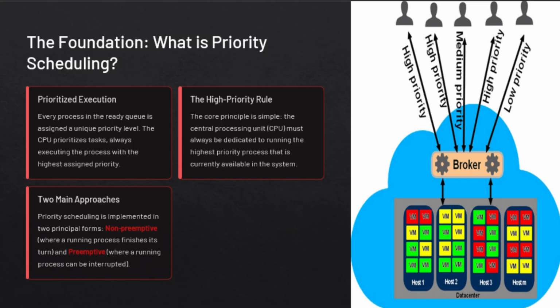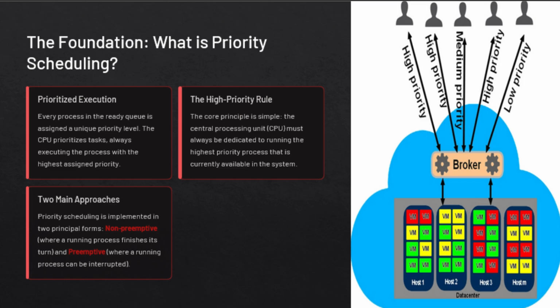Now let's begin with the basics. In priority scheduling, every process in the ready queue is given a priority number. The CPU will always execute the process with the highest priority. The main rule is simple. The CPU should never sit idle if a higher priority task is waiting.